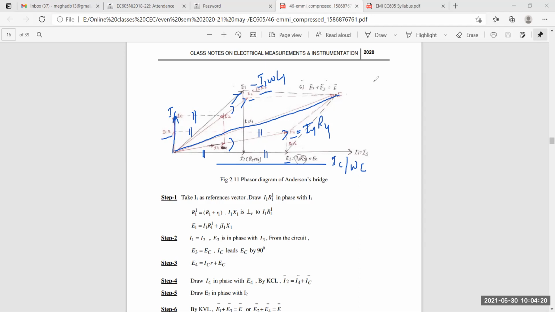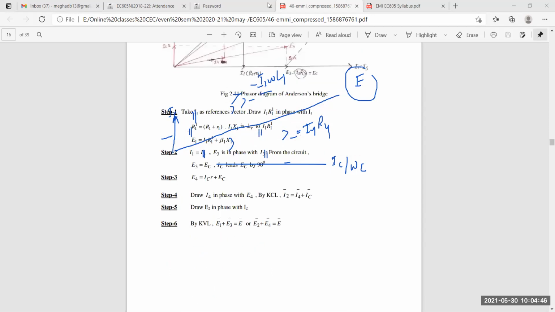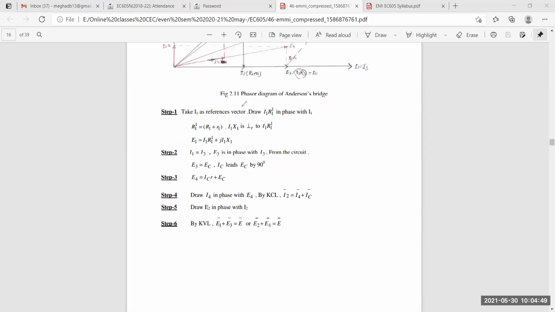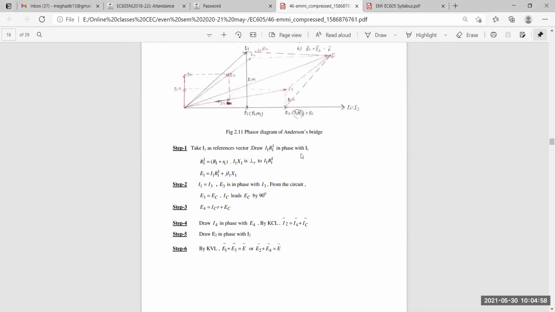And what is the resultant E if you are asked? Definitely, this E is the resultant value that we need to know. Some of the steps have been shown here. I told you that we have to take a reference vector, the right angle triangle that we are taking. They have clearly written how we can draw this particular phasor diagram. Yes, now you see how we can draw it.